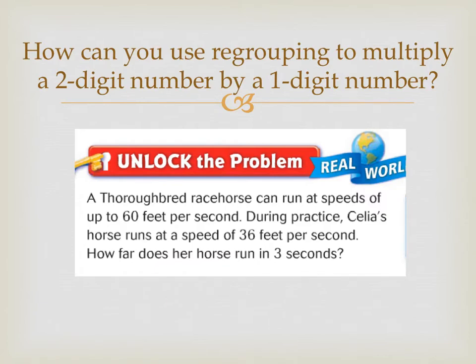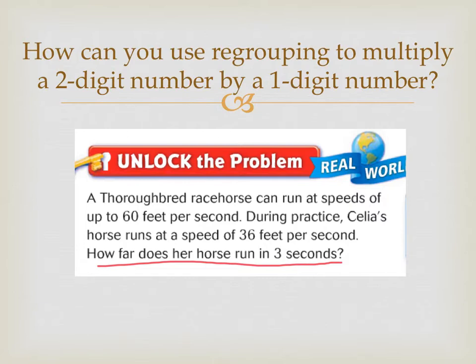A thoroughbred racehorse can run at speeds of up to 60 feet per second. During practice, Celia's horse runs at a speed of 36 feet per second. How far does her horse run in 3 seconds? The question is, how far does her horse run in 3 seconds?